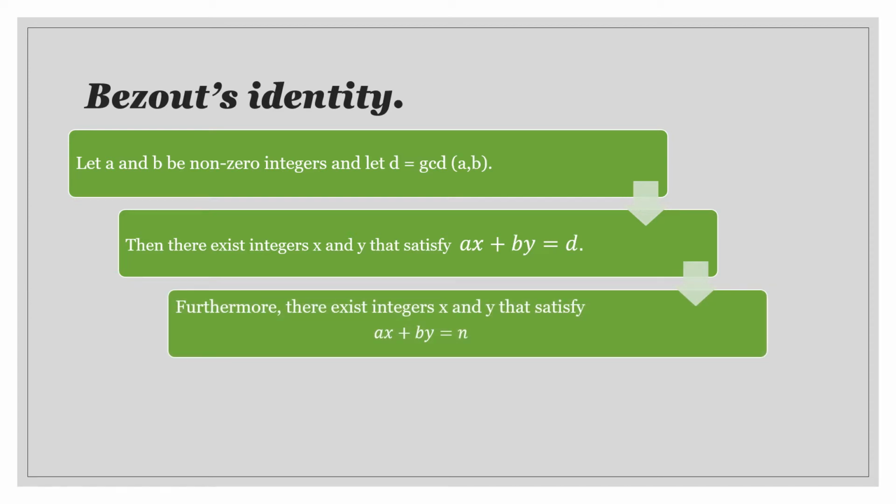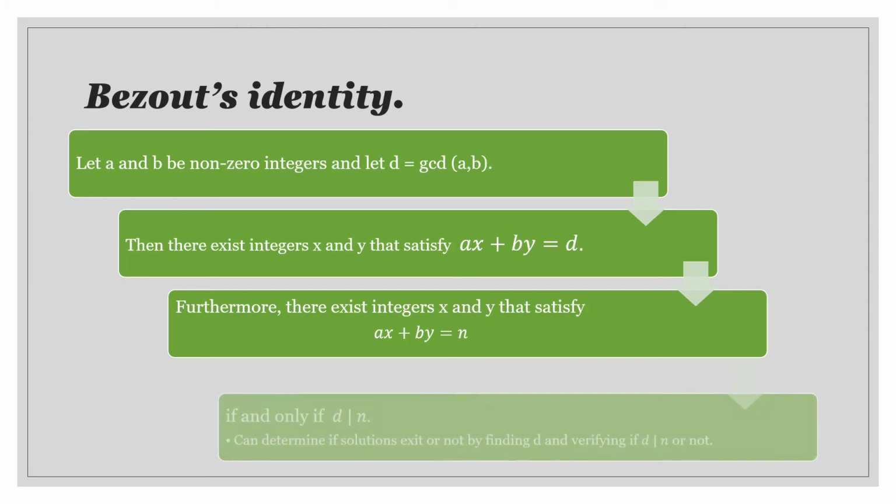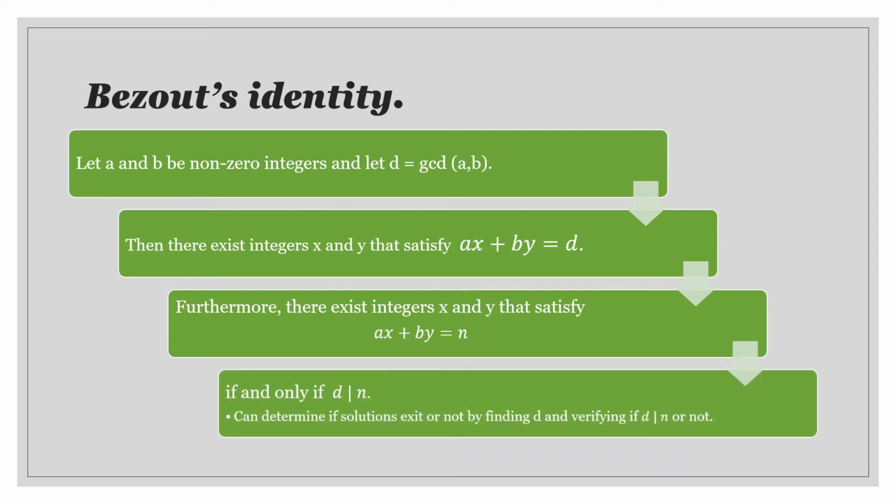Furthermore, there will exist integers x and y such that ax plus by equal to n. This will happen only when d divides n. So if we want to check whether it has a solution, we have to check whether d divides n. If d divides n, then it has a solution. Otherwise, it does not.